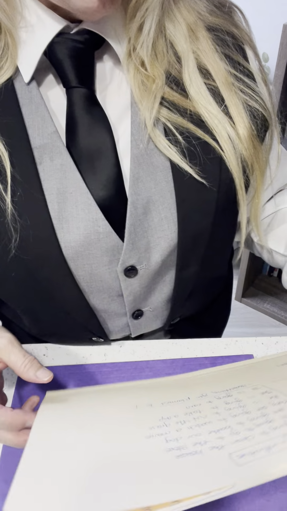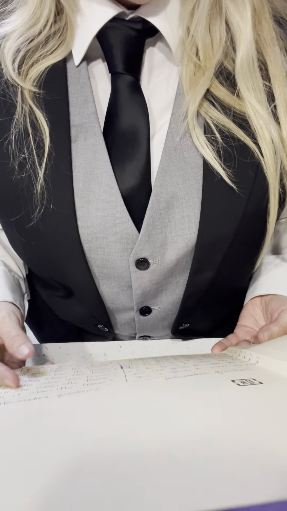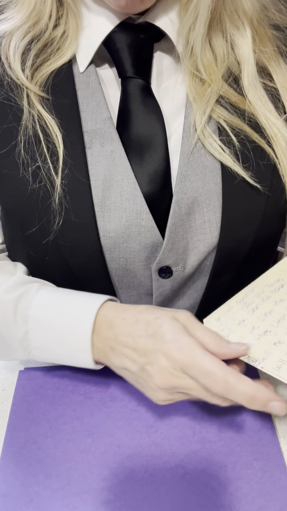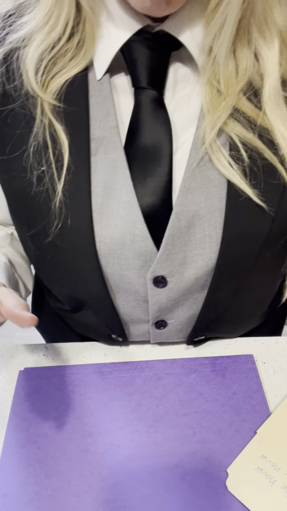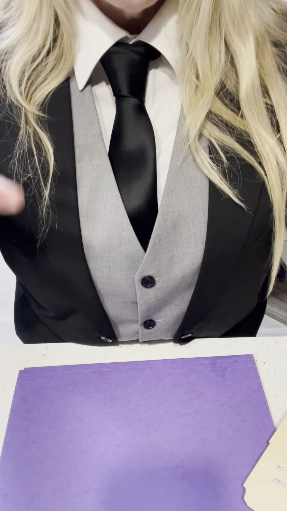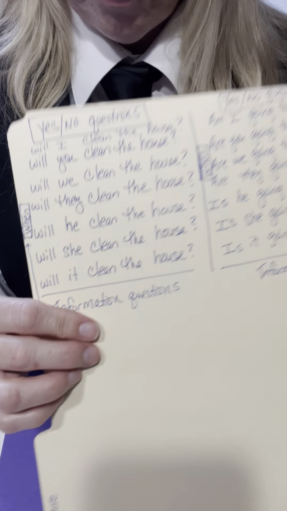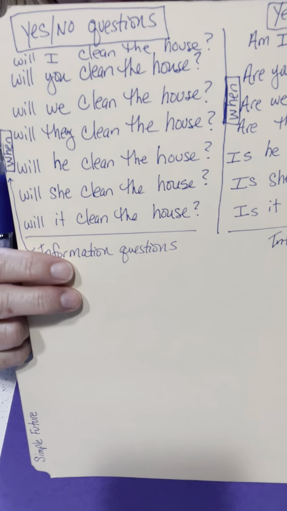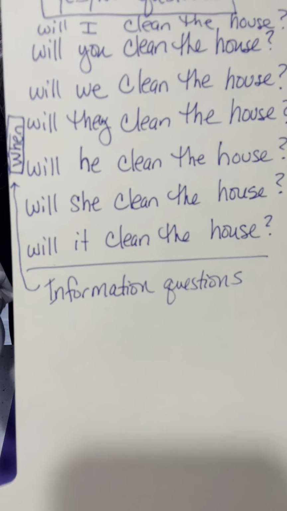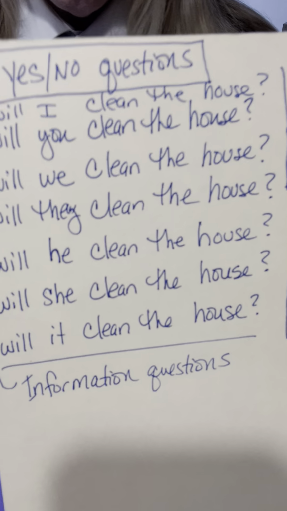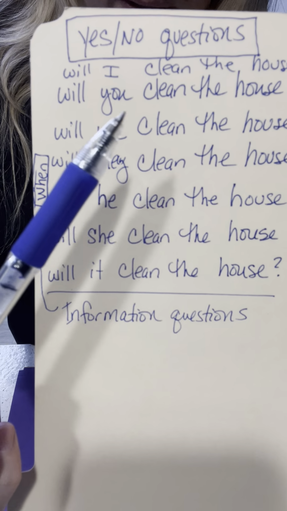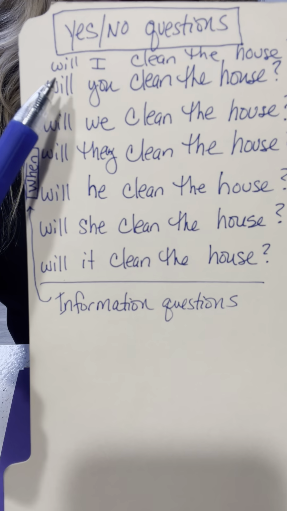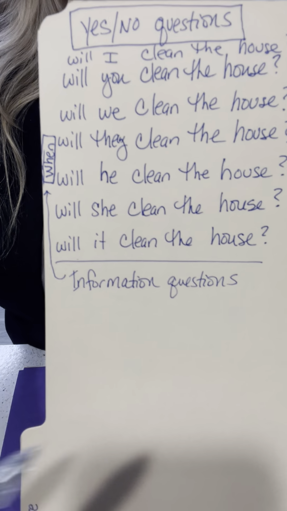Okay, let's go ahead and take a look at some questions. And remember, when we have questions, we have yes/no questions and information questions. So let's take a look at this side here with will. All right, and let's look at how we form a yes/no question. It's very easy. We just take the subject pronoun and the word will, and we reverse it.